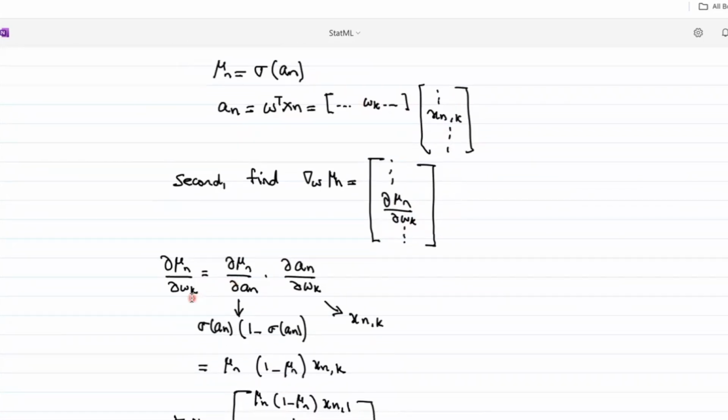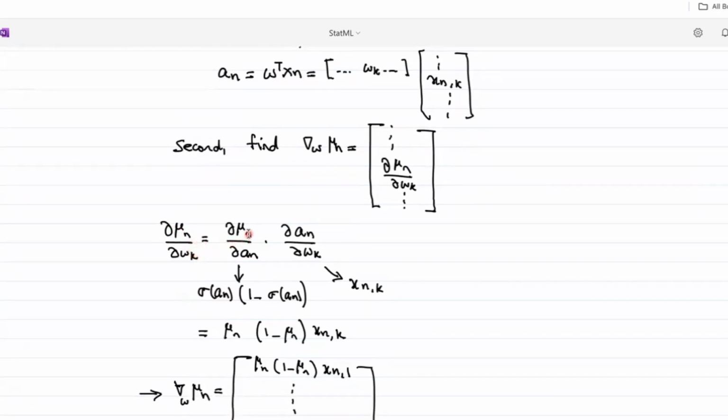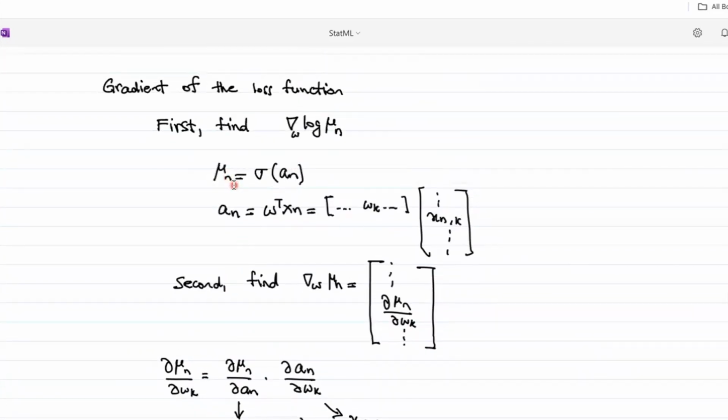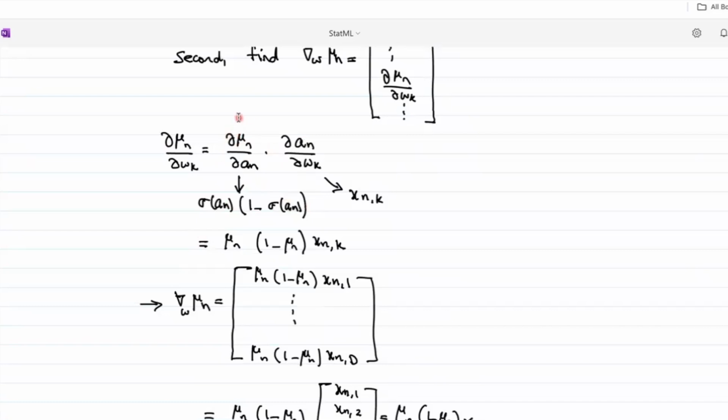So again, we can use chain rule. So the partial derivative of mu n with respect to wk is the partial derivative of mu n with respect to an, and then an with respect to wk, because we have this sort of composite function. And the first one is very easy because mu n, if you look at here, is just this sigmoid function of an. And previously in the video that we just had for the first part of this lecture, we found the derivative of the sigmoid function. The derivative of the sigmoid function is the sigmoid function times 1 minus the sigmoid function. And that's exactly what we have for this part.